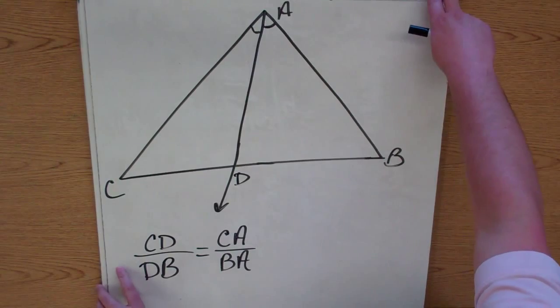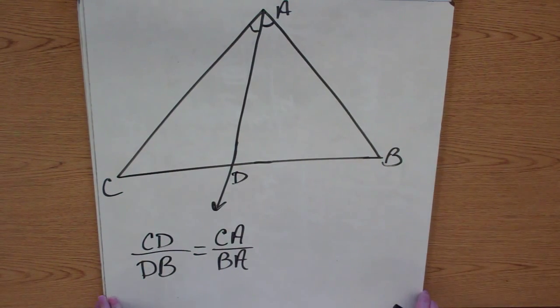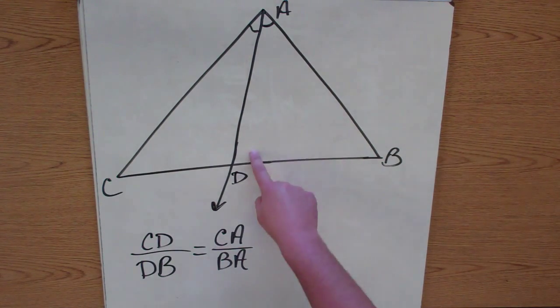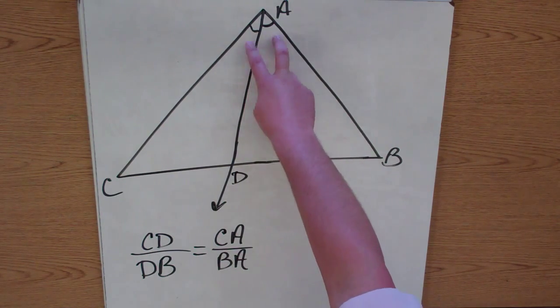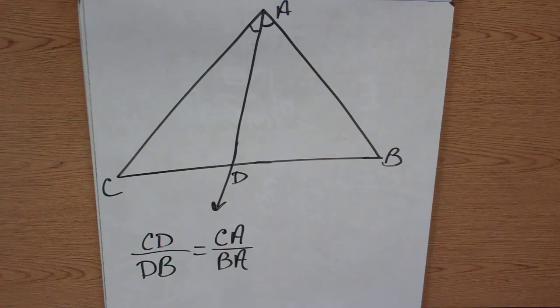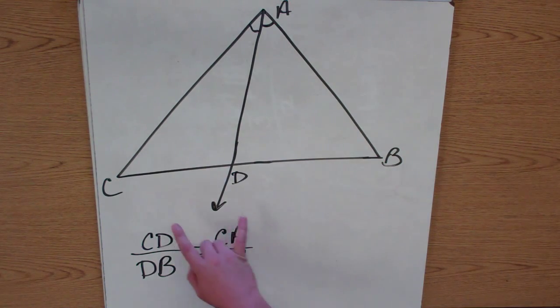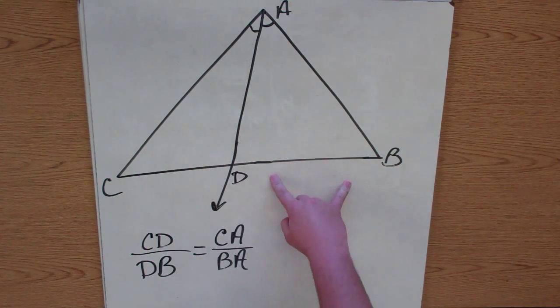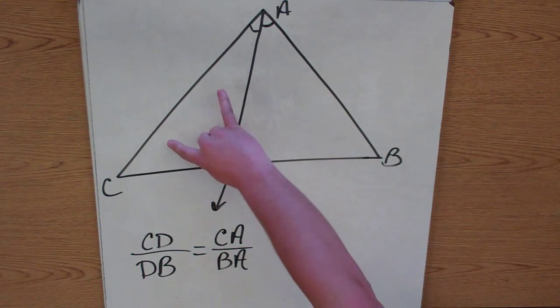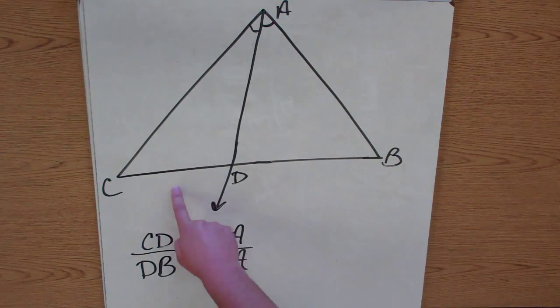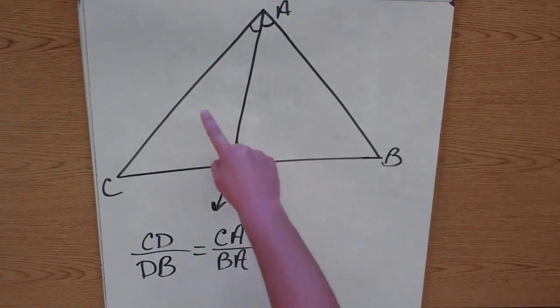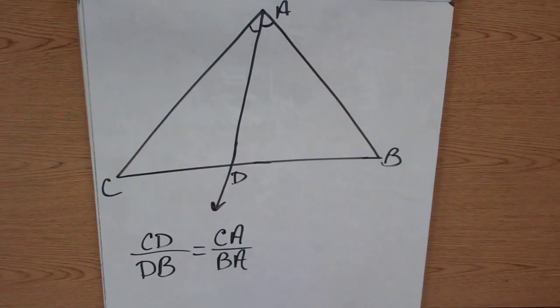Now, let's look at our last example. Well, our example's coming in a minute. Here we have triangle ABC. If you notice, line AD is an angle bisector. See how it cuts this angle in half? AD is an angle bisector. That means that CD over DB equals CA over BA. You see that? This over this equals this side over this side.